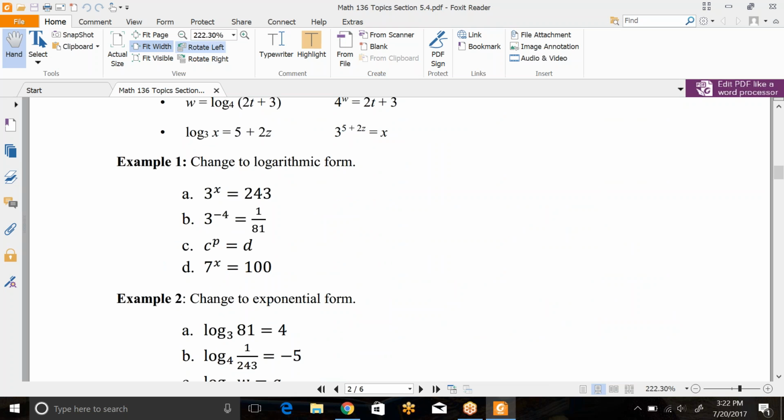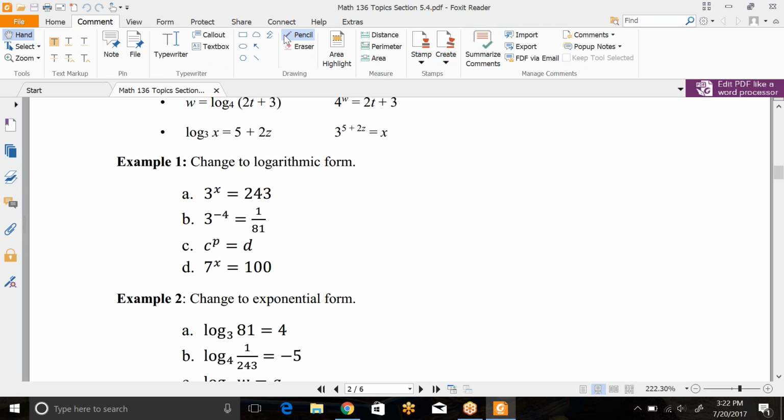So this very first one here, it says change to logarithmic form. So what we learned was that exponential and logarithmic forms are just two different ways of writing the same information. So we did A and C in class, so let's convert B and D right now.